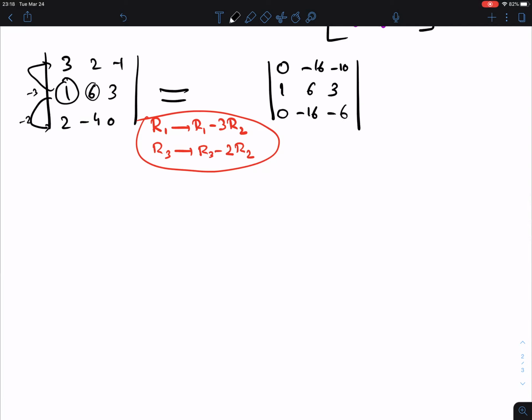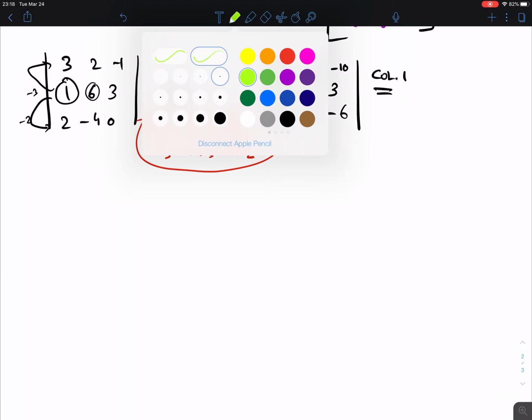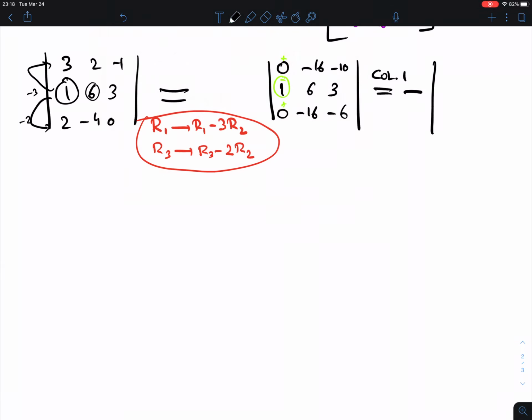Well, you have a column in which there's only one non-zero element, so we expand along this column. So now we do expansion along column 1. But don't forget, we have the pluses and minuses, right? This is a plus, this is a minus, this is a plus. So this is actually a minus. So we have minus, and what we have left with is negative 16, negative 10, negative 16, negative 6. All right, so that is minus, a lot of negatives, but okay.